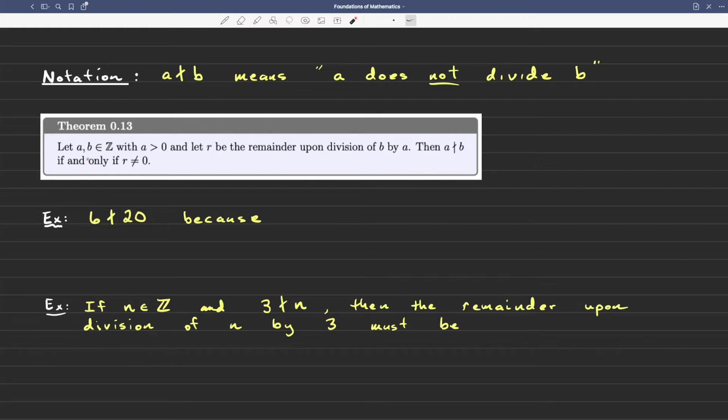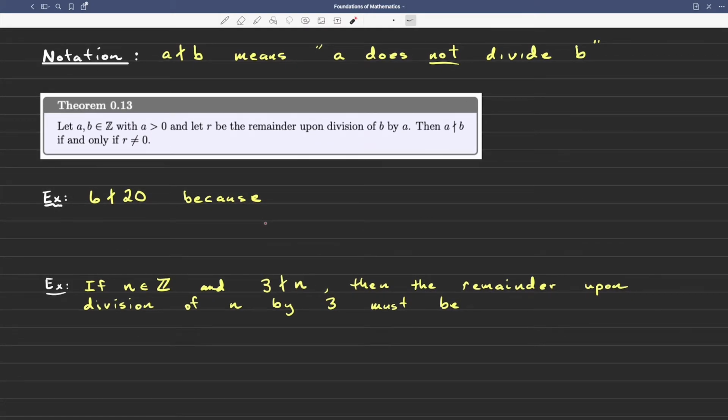So same setup as before. We have the integers A and B. The number we're dividing by is greater than 0, and R is the remainder. That's the setup. So A does not divide B if and only if the remainder is not 0. Well, if you think about it, and with a little bit of logic that we'll learn a little bit later, we can see that Theorem 0.13 is just an equivalent formulation of the previous theorem we just talked about, 0.12. So I'm not going to bother proving it because it's really just an equivalent statement of the previous thing.